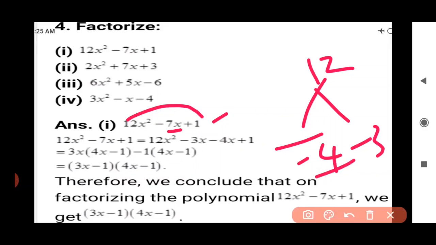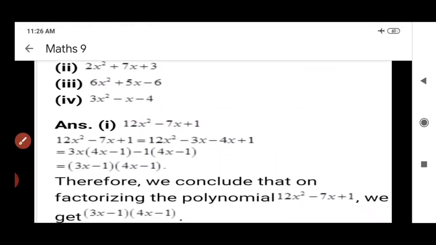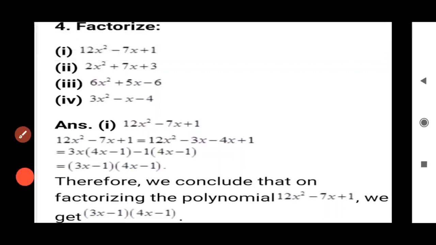So divide by the coefficient of x squared, which is 12. Cancel the terms, and you get 3x minus 1 and 4x minus 1. Therefore we conclude that factorizing the polynomial 12x squared minus 7x plus 1 by the splitting the middle term method, we get 3x minus 1 and 4x minus 1.